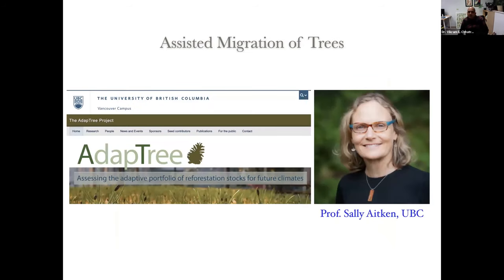And then there is another concept called the assisted migration of trees. This is a really fascinating concept, and it's primarily developed by Professor Sally Aiken. She works at the University of British Columbia in Canada. And she has a long running project called Adapt Tree. They work on lots of conifers as well as on poplars.